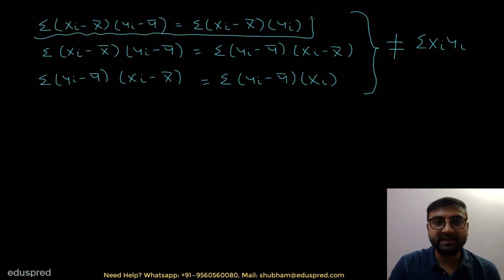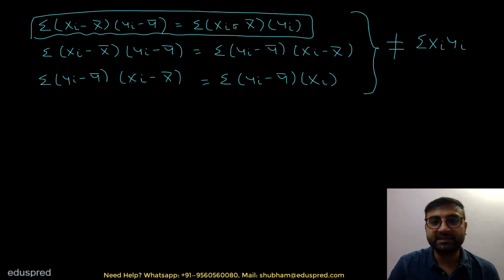In the first one that I have written, I'm saying that summation of xi minus x bar multiplied by y minus y bar is equal to summation of xi minus x bar multiplied by yi. We do have a mathematical proof for this equality, which I'm going to show you in a minute. But before that, notice what I'm trying to say over here.